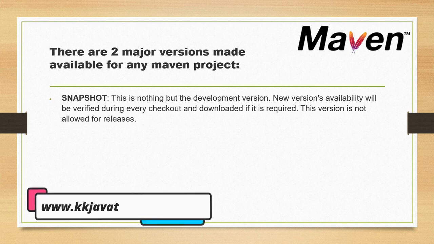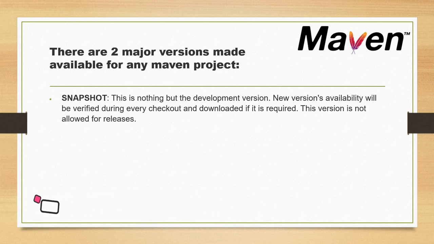Let's assume team A is working on some critical fixes, and those fixes will be checked in every day. So team B has to be notified that there is still some pending work by team A, and the final version has not yet been released by team A. This is where Maven snapshot comes into the picture.